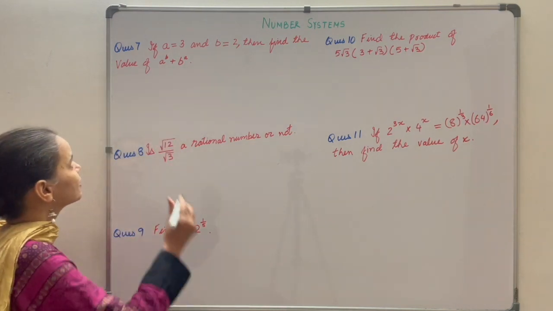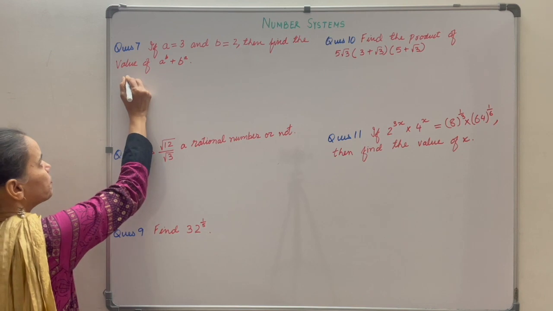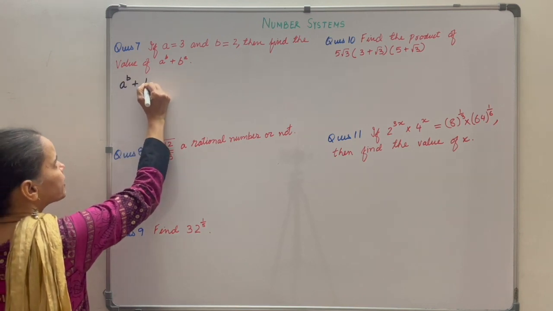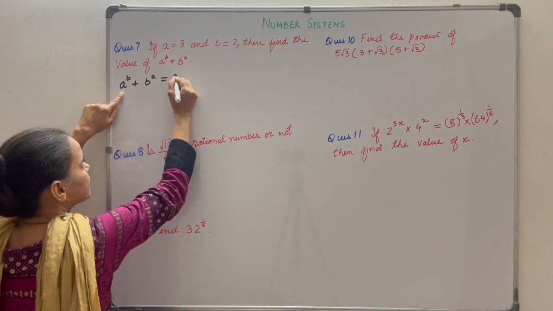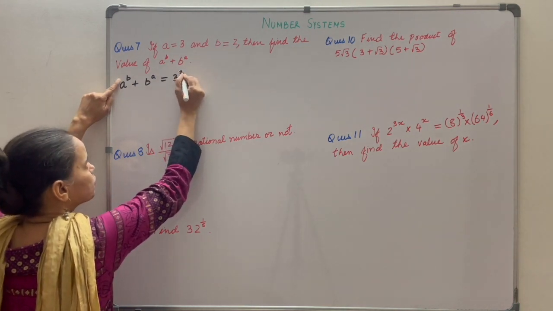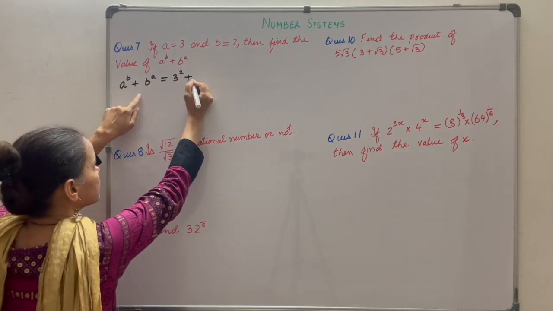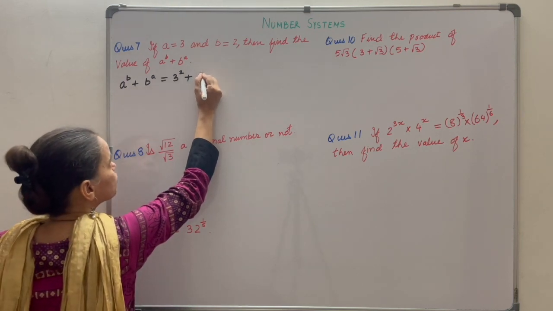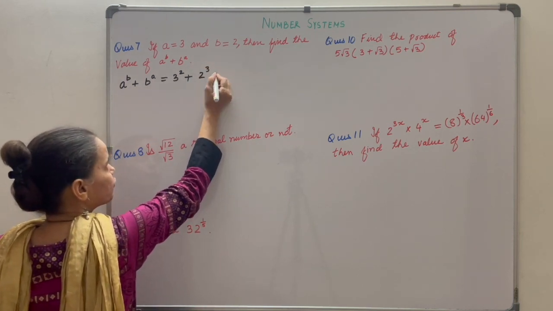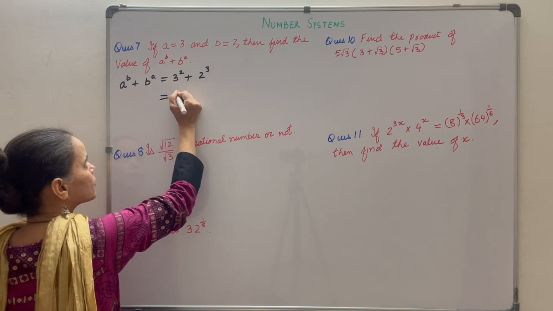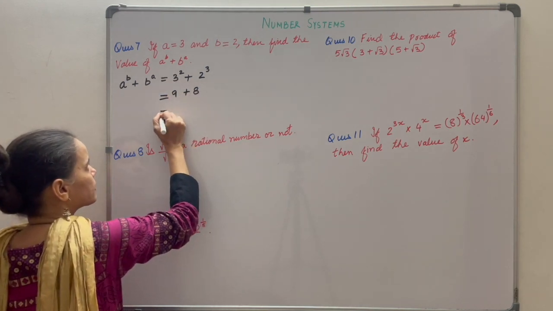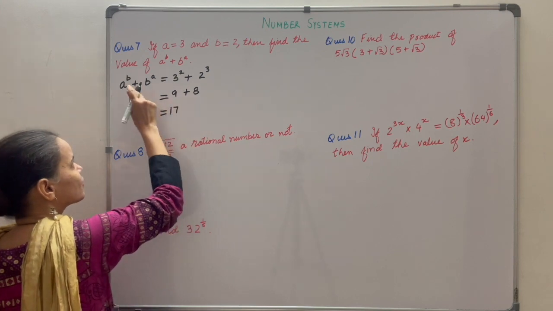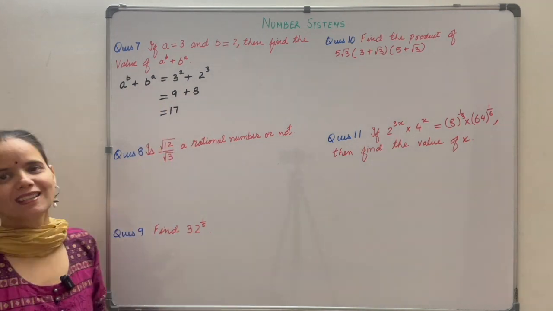Let us do it. So we have a raised power b plus b raised power a. The value of a is 3 and b is 2. So we have 3 square here, plus b is 2 and a is 3, so we have 2 cube. So 3 square is 9 and 2 cube is 8. 9 plus 8 is 17. So the value of this expression is 17.